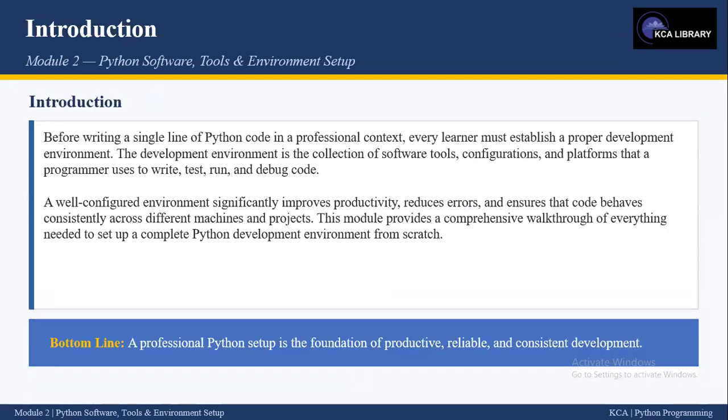Introduction. Before writing professional Python code, establishing a proper development environment is a non-negotiable first step. Your environment is a suite of software tools and configuration you use to run and debug your work. A well-configured setup significantly improves productivity, reduces errors, and ensures your code behaves consistently across different projects. Ultimately, a professional setup is the bedrock of reliable development.